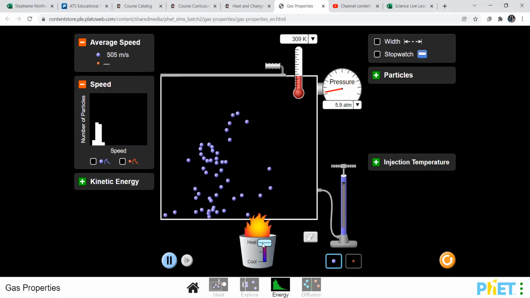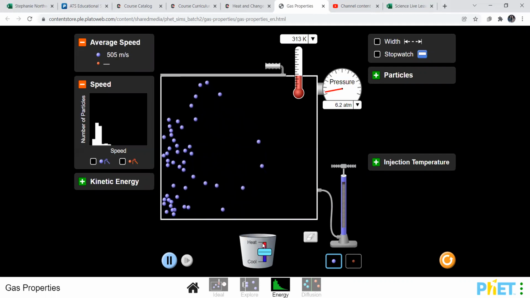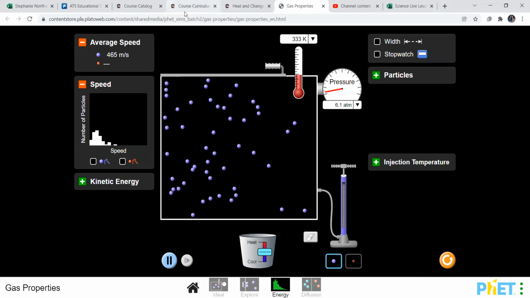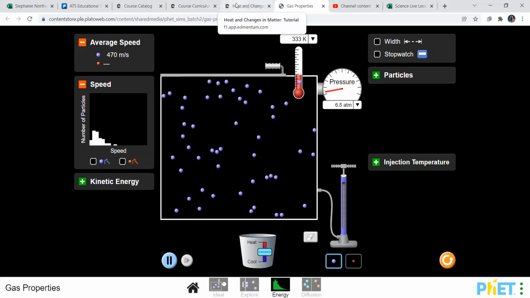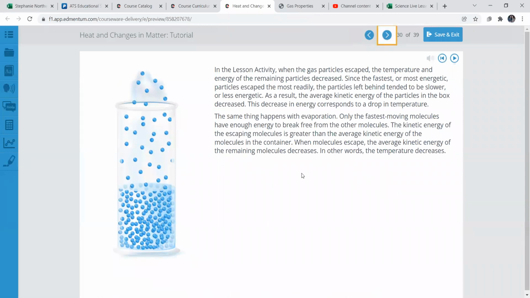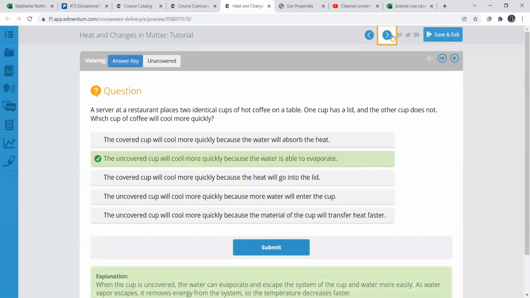We turn the heat up, what goes on. Let's see, they're gonna move a little bit faster. Now they're moving pretty fast all over the place. Okay, so let's see. This just talks about more particles moving.